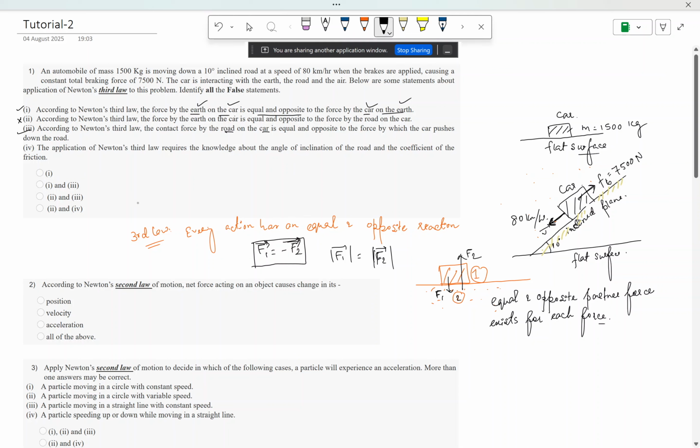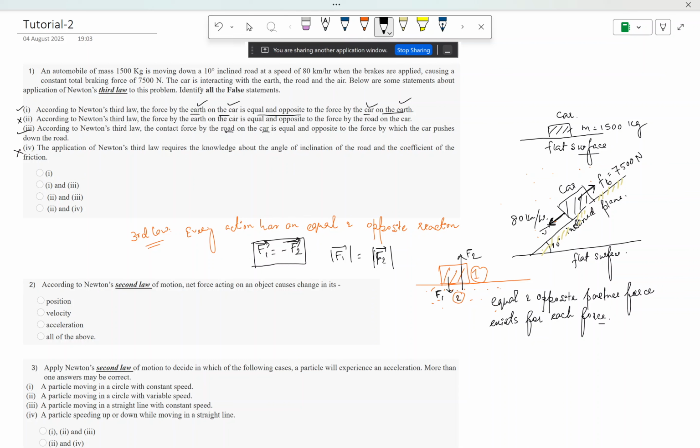So as I was saying, Newton's third law does not require the knowledge of the angle of the road or the coefficient of friction, because it is independent of that. You just have to know that two bodies are there and they are applying some force on each other. Newton's third law says that they are partner forces which are exactly equal and opposite to each other. They are equal in magnitude, and the force vectors are opposite in direction. So you do not need the angle of inclination or the coefficient of friction. So this last statement is also incorrect.